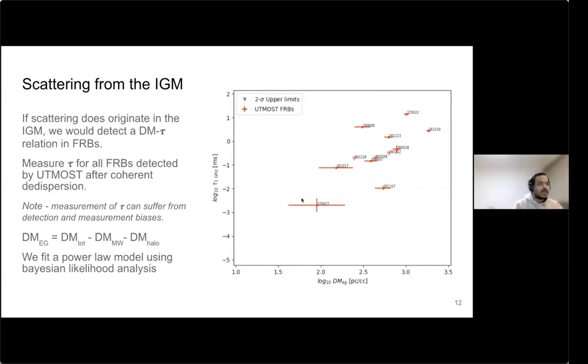And the other bias is the measurement bias, where, as previously mentioned, if you do not have access to coherently dispersed data at high time resolution, you would not be able to properly measure the scattering timescales of your detected bursts. So using voltage data FRBs, we managed to mitigate most of the measurement bias in our sample. However, the detection bias is unavoidable at this stage, and we need to design surveys with better survey completeness.